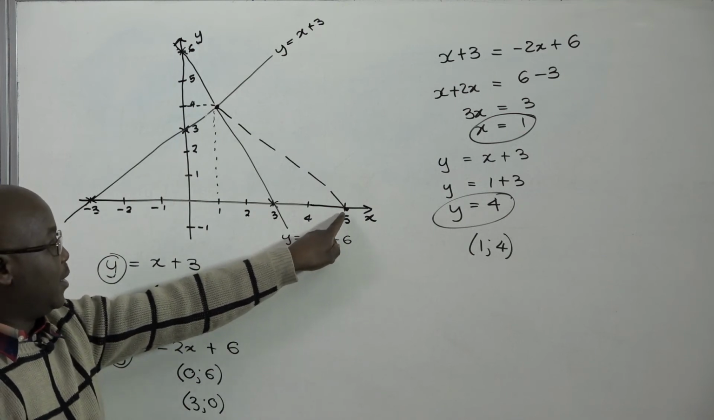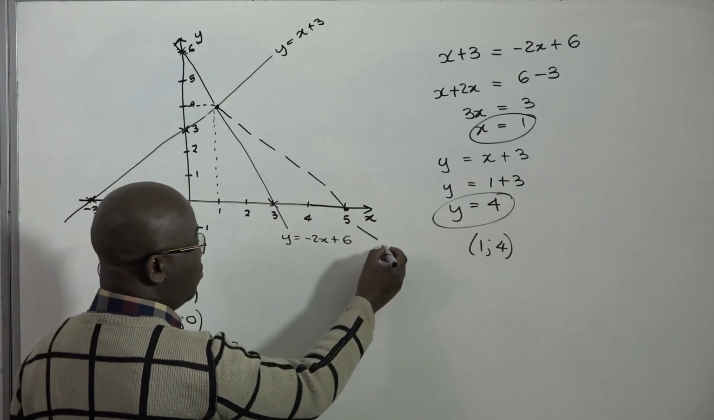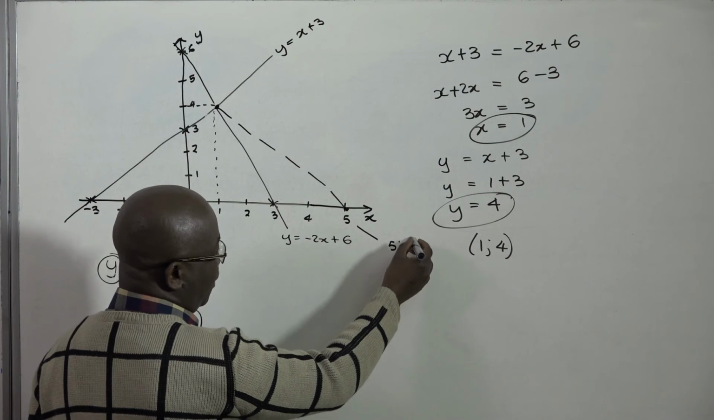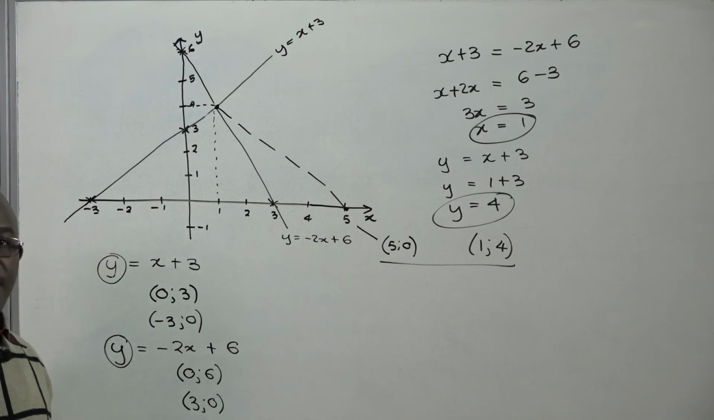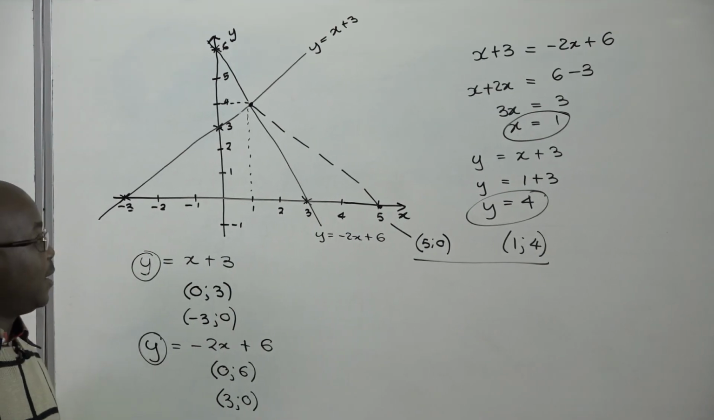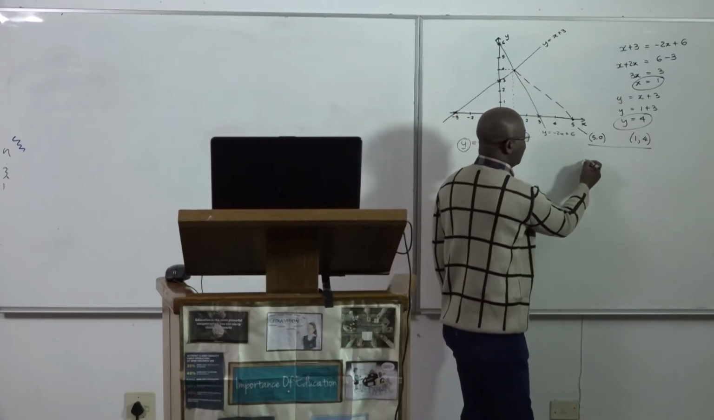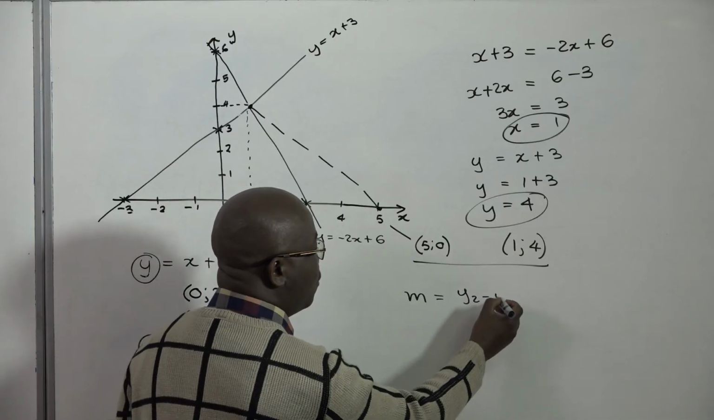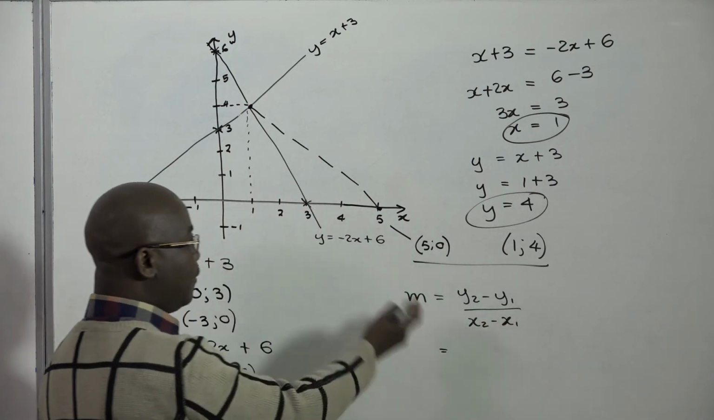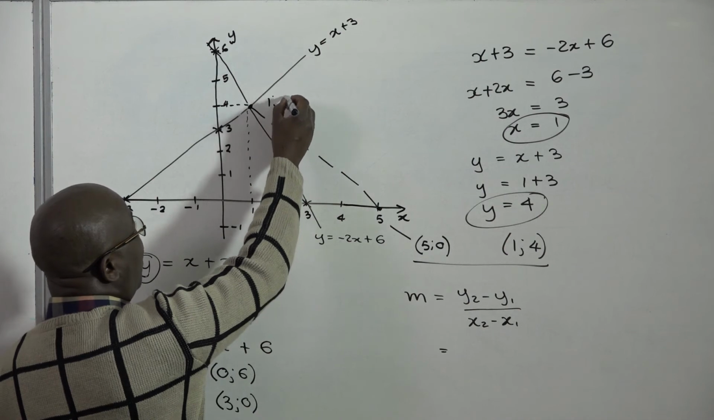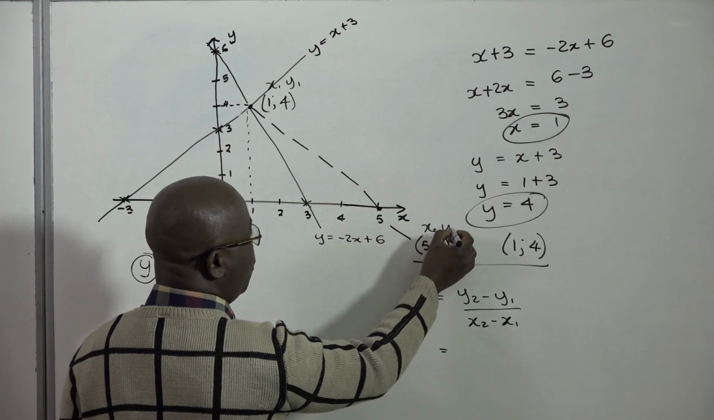This point, the graph is cutting the x-axis at 5. Therefore, this coordinate will be (5, 0). So we now have two coordinates, clearly. So what we need to do now is to use those two coordinates of this new line to find the gradient of this line. Gradient, which is m, is y2 minus y1 over x2 minus x1. Once again, I'll call this point (1, 4) x1, y1, and this one x2, y2.